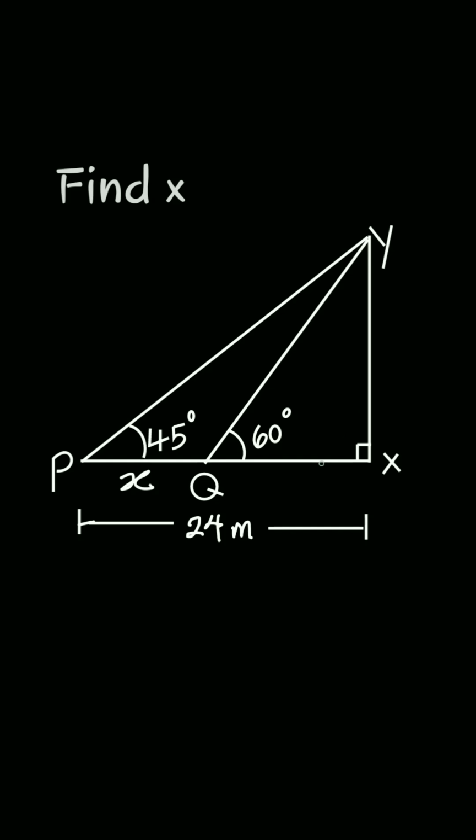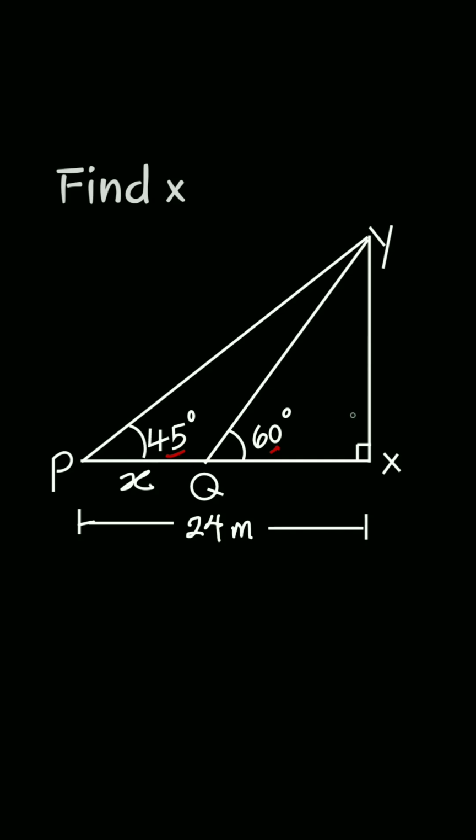In this problem, there are two right angle triangles here. We have triangle XYQ and triangle XYP. Triangle XYQ is a small right angle triangle with an included angle of 60 degrees. And triangle XYP is the bigger right angle triangle with an included angle of 45 degrees.